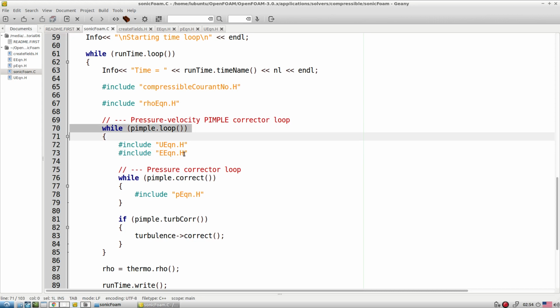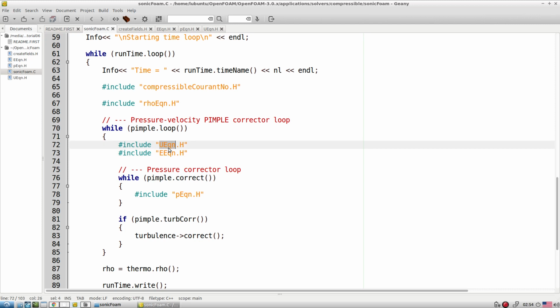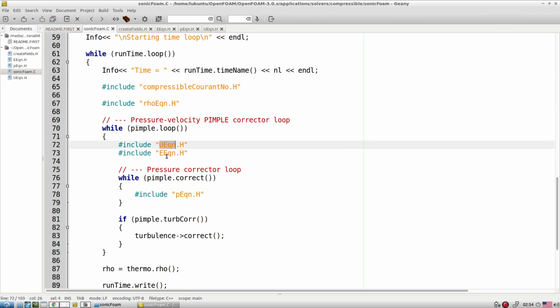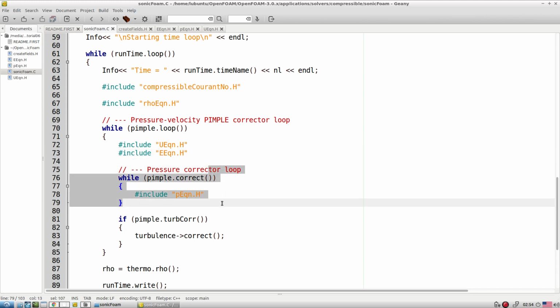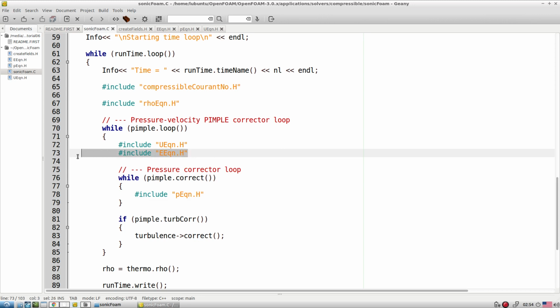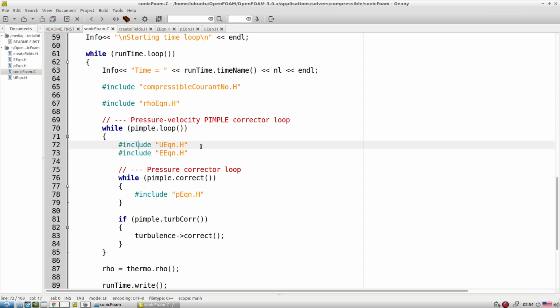What it means inside the PIMPLE loop is that as many times as we solve the U equation, this is the outer loop, the outer corrector, in the same time we solve the energy equation, then this is the internal corrector. So as many times as we solve our Navier-Stokes equation, a similar number of times we have to solve the energy equation. So that is mandatory. But when you are developing your own code, you try to check this. You can take it out and observe what is going to happen.